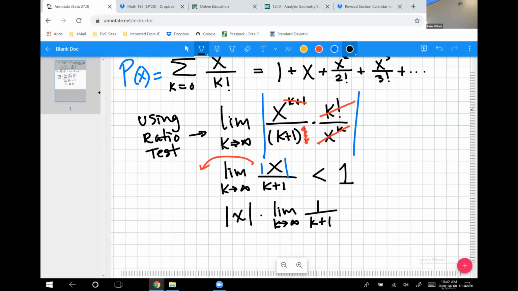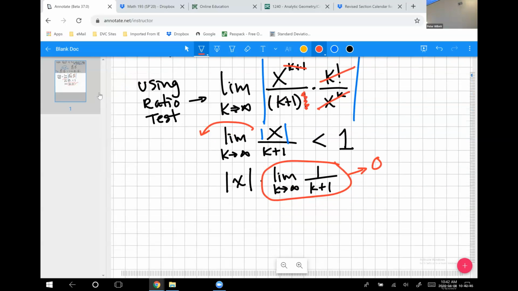Well, the thing is that this limit goes to 0. And so it doesn't matter what value of x I have there. As soon as I plug in a specific finite value of x, then this limit will go to 0, and it'll make this product go to 0. So the overall result of this is 0 for all values of x. Let me write that with words.